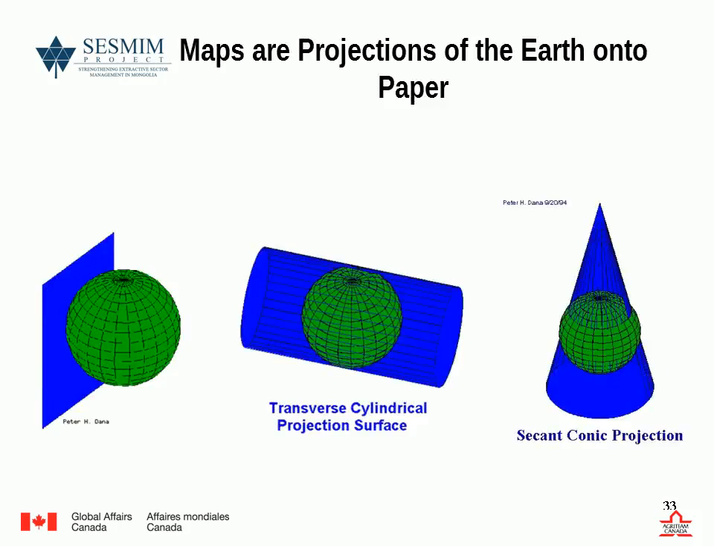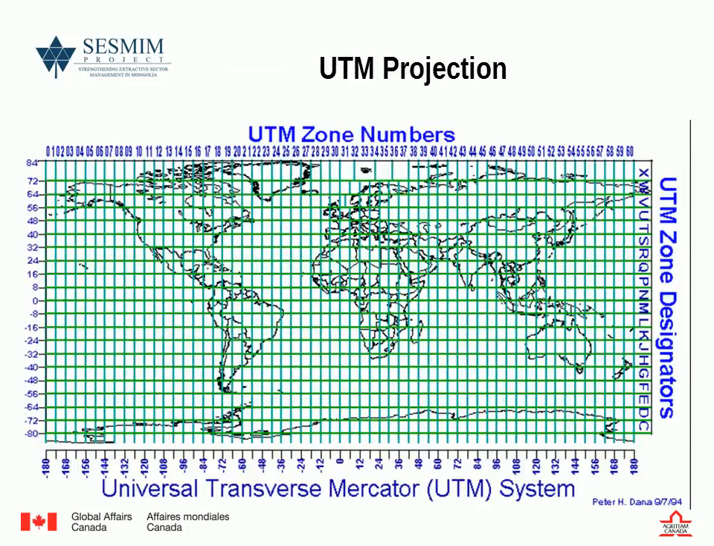This gives you an example of the different types of projection. Cylindrical projection. This is the transverse Mercator. This is conic projection. So there are many, many projections for the ellipsoid to go from curved to flat. We come to UTM projection. We have the military to thank for UTM.